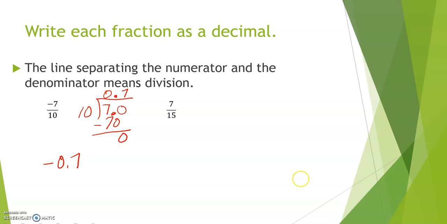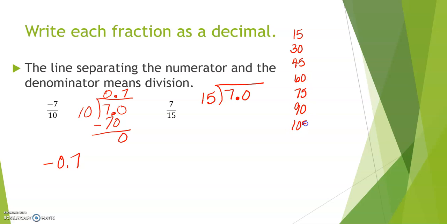7/15 as a decimal. 7 divided by 15. Make it 7.0. Similar to what we did before, we can write our multiples of 15: 15, 30, 45, 60, 75, 90, 105, 120. Let's stop there. So we can see that 15 goes into 70 4 times.